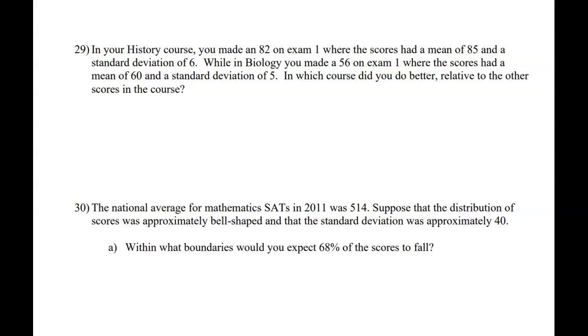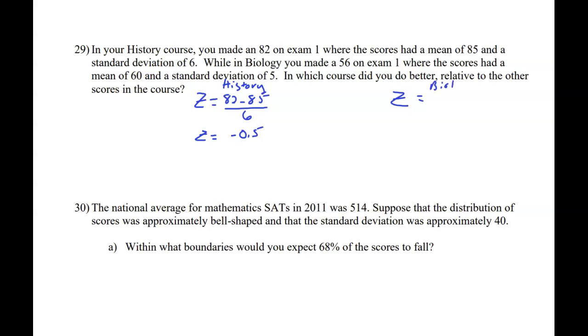Okay, so history and biology courses, you would calculate the z-score for each. So history versus biology. For history, you made a score of 82, and the mean was with a standard deviation of 6. So the z-score was a negative 0.5.